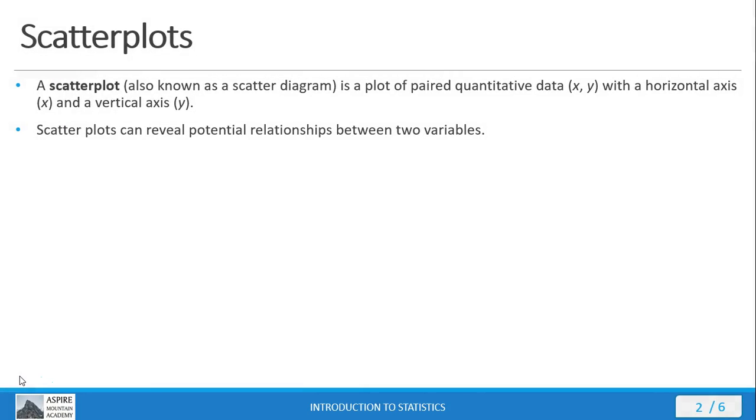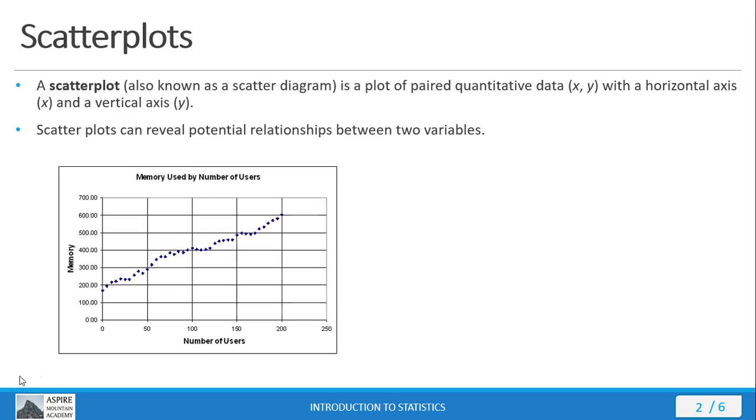To start, let's review what we've learned in previous mini lectures about scatter plots, because scatter plots are instrumental in evaluating correlation. You should recall that scatter plots simply plot paired data on a horizontal and vertical axis. So you've got ordered pairs of x and y coordinates, and you basically plot your data. Now, scatter plots can reveal potential relationships between two variables, and that is what correlation is all about, quantifying the potential for a relationship between two or more variables.